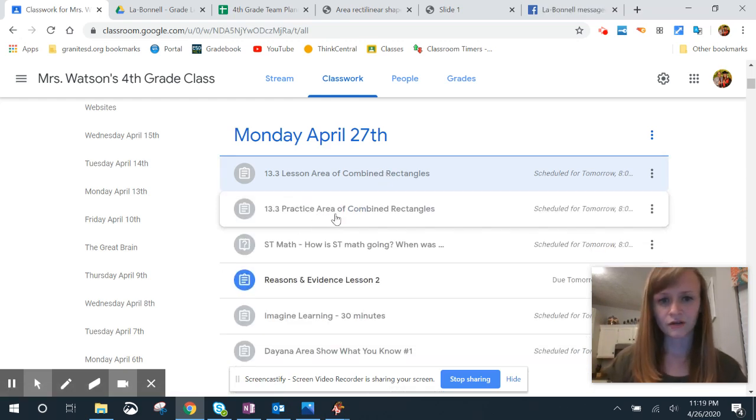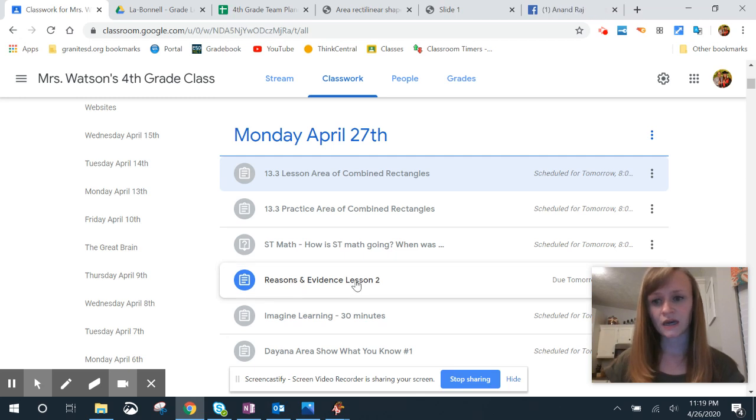Then we have 13.3 area of practice. It's only 5 questions today. We're going to do this for 2 days because it's kind of tricky and it requires a lot more practice. Then there's an ST math question for you. Reasons and evidence lesson. It's a Nearpod. And then imagine learning. That's it for our day.